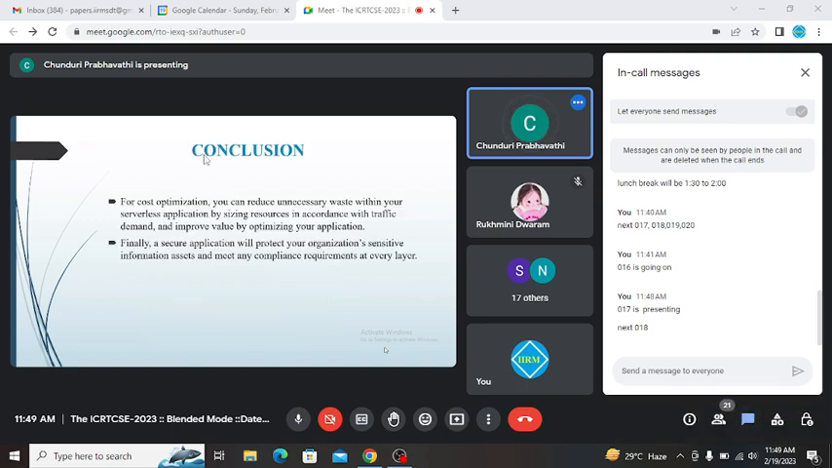The conclusion. For cost optimization, we can reduce unnecessary waste in a serverless mechanism. AWS provides a way to develop and deploy services without managing any backend infrastructure.